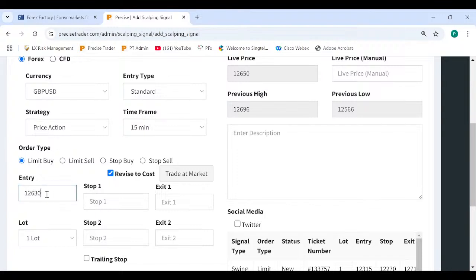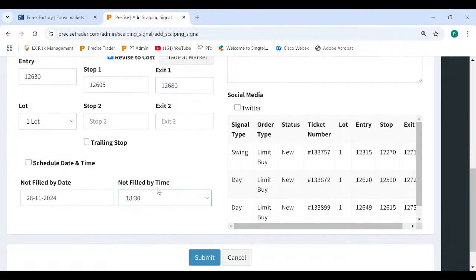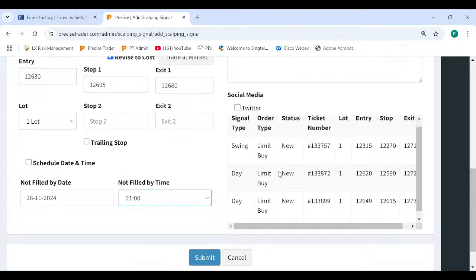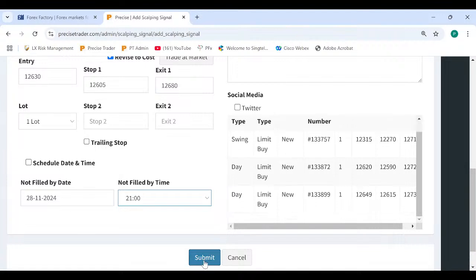Okay, 126.30. Let me double check. And this one we'll put a stop at 126.05 and 126.80. Okay, this is a very conservative trade, and this one will give until 21. Okay, which is about another 5 hours, to get it filled.